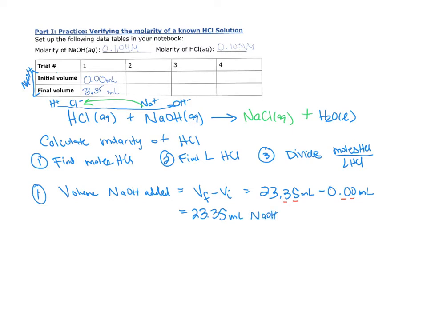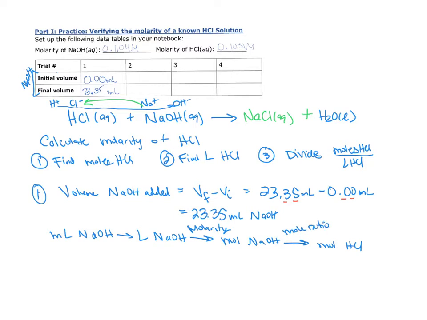The solution map we're going to follow is convert from milliliters of NaOH added to liters NaOH added to moles NaOH added. Remember, our conversion from liters to moles is molarity. And then one more conversion to moles HCl. And this is our mole ratio from our balanced chemical equation.